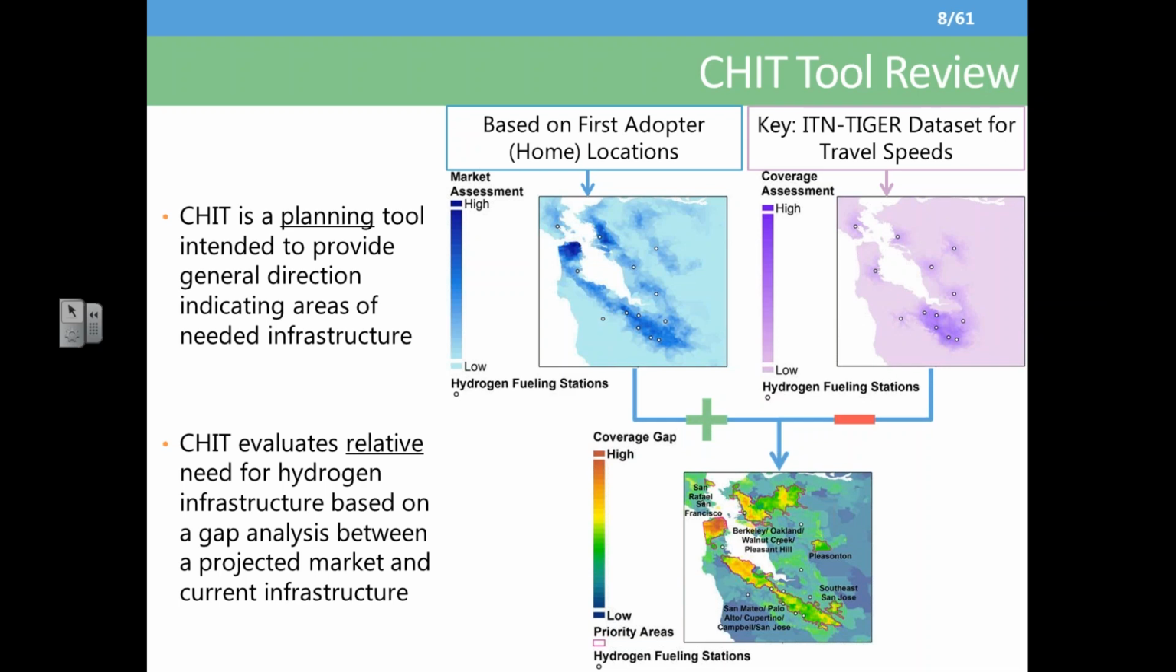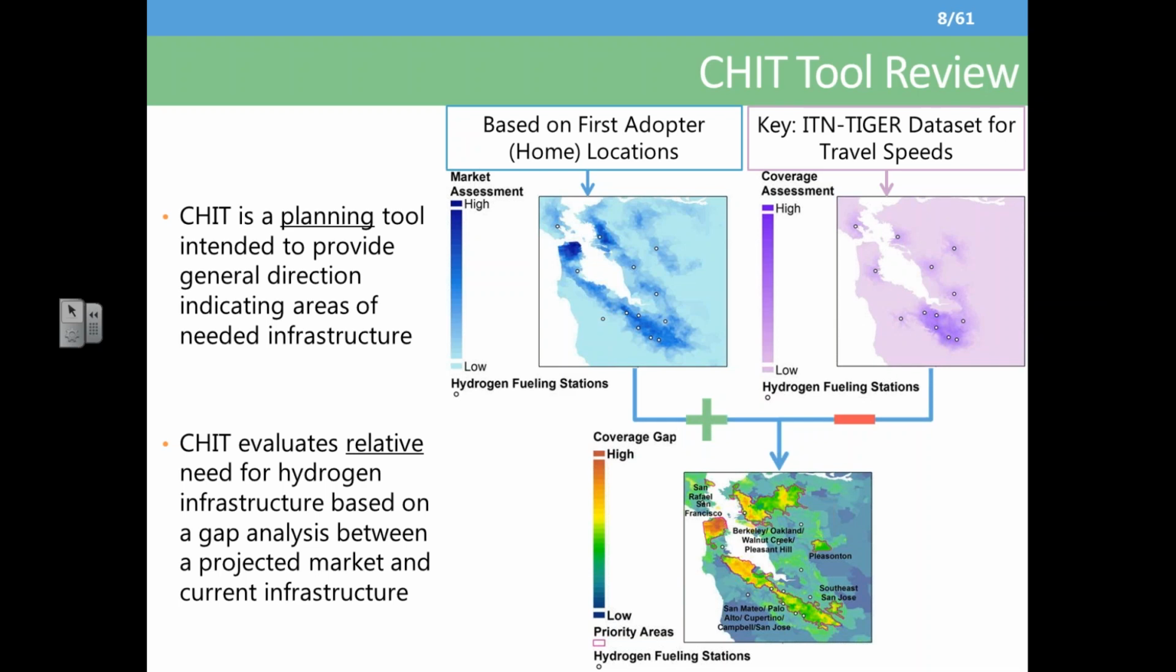Where you can see there's not a lot of coverage actually leading up to the peninsula. And so a darker shade of purple means a higher degree of coverage, greater convenience for any early adopter who might be in that region who would buy a fuel cell vehicle. And so you overlay the two, and where the two don't match in terms of intensity, that's where you need a hydrogen station more likely.